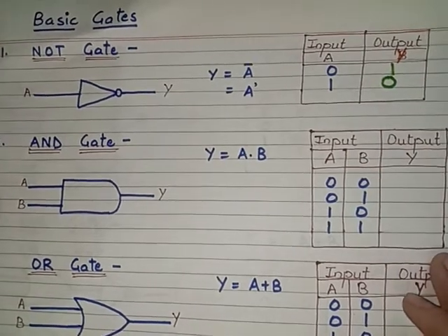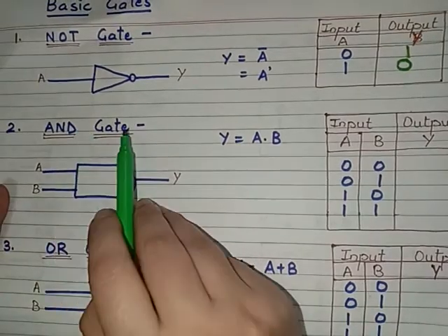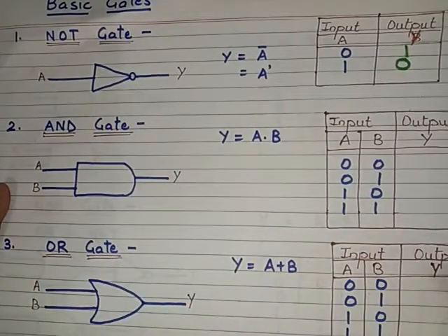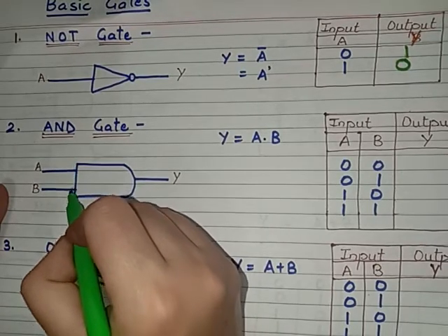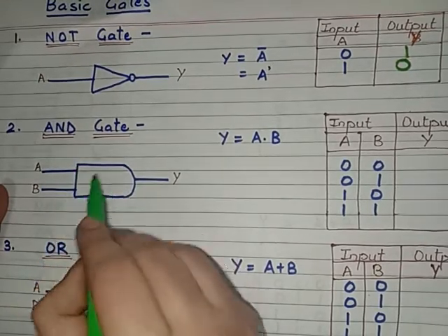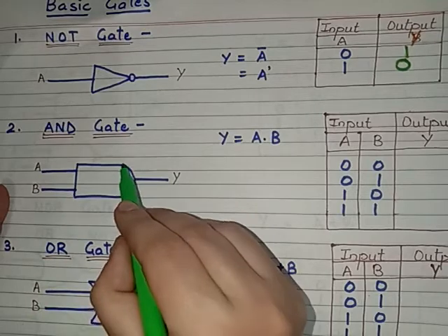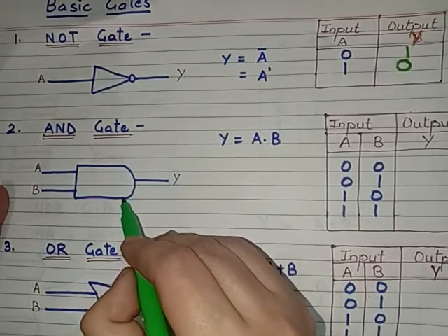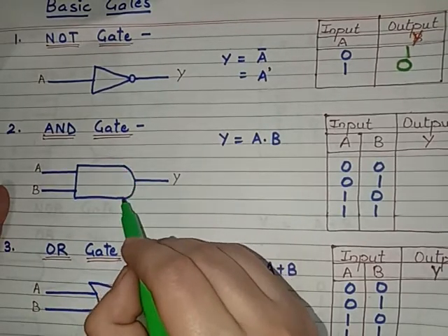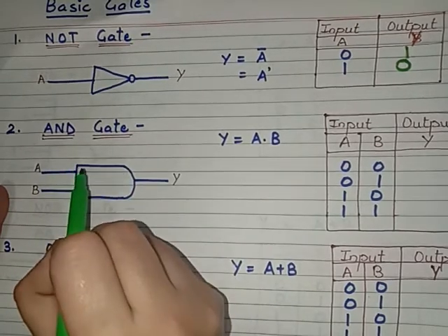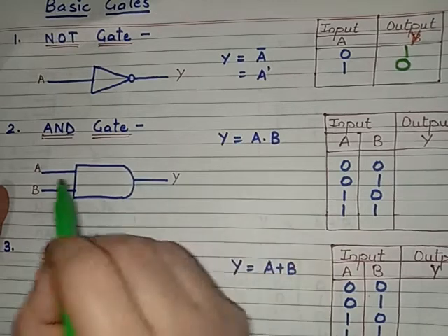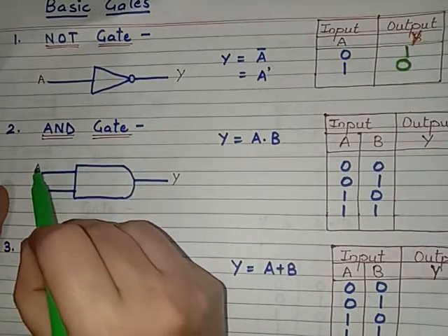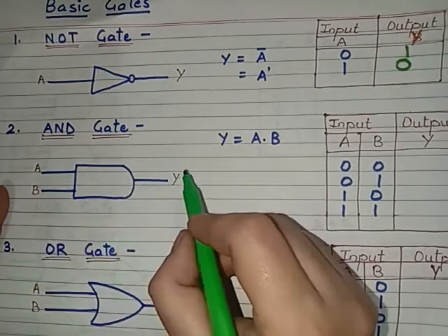So coming to the second gate, that is an AND gate. The symbol you have to draw is like, here you have a vertical line, here two horizontal lines like this, then you have to make it like a curve over here, an arc type shape. Then this is an AND gate. Here you will have two inputs and a single output. The inputs are denoted as A and B, and the output is Y.